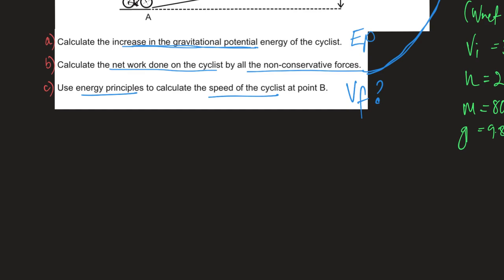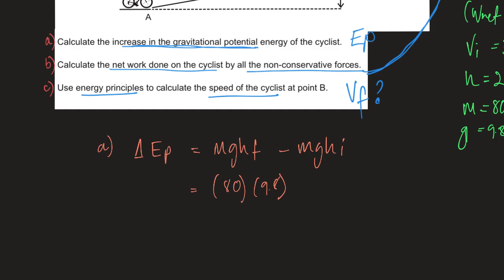Let's start with question A. Question A says, calculate the change in gravitational potential energy. So they want the change in EP, and I know that's equal to mgh final minus mgh initial. So I've got 80 times 9.8 times 2, minus 80 times 9.8 times 0. And that should give me 1,568 joules.